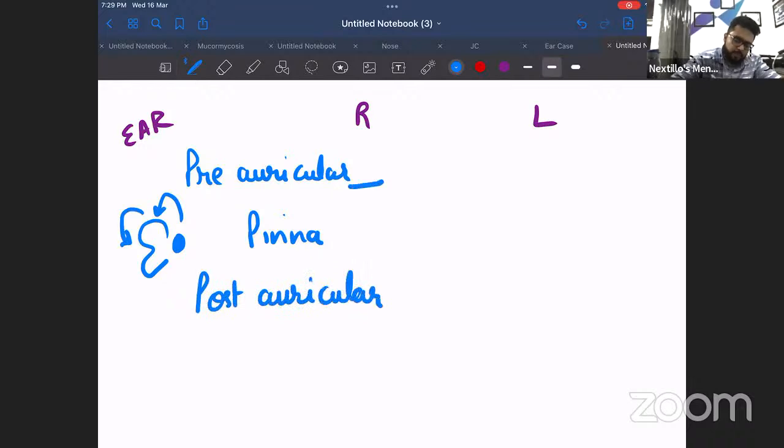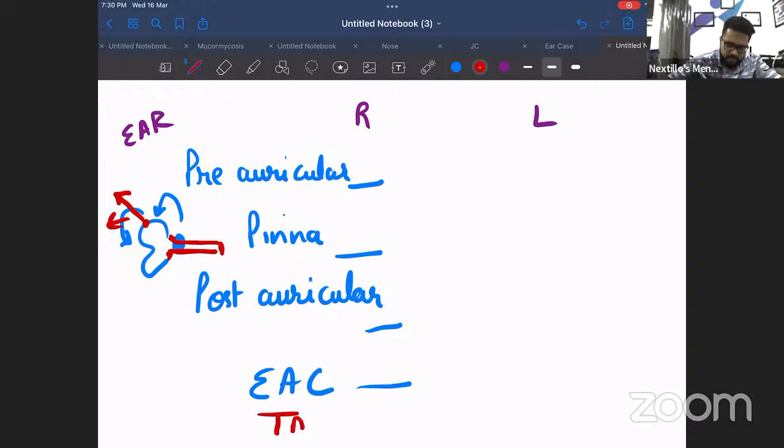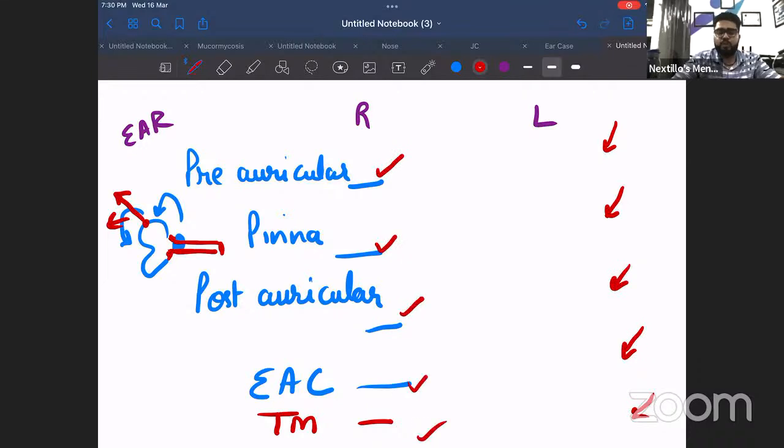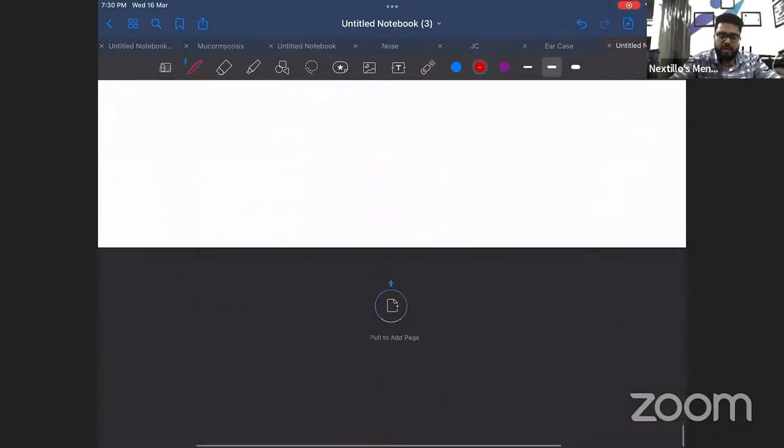Once we are done with preauricular, pinna, and postauricular, then we'll move to the external auditory canal examination, in which we will have to pull the pinna backward, upward, and laterally to bring the EAC in one line, so that the EAC can be examined at once as well as the TM after the EAC. So this is how our examination is to be followed in this protocol: pre, pinna, post, then EAC and tympanic membrane, and both sides to be written together so that they can be compared.